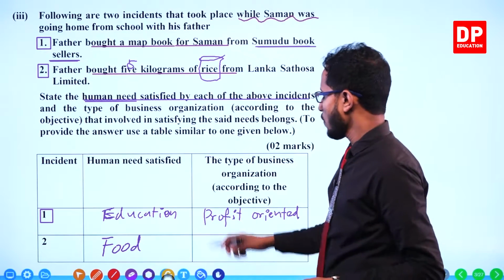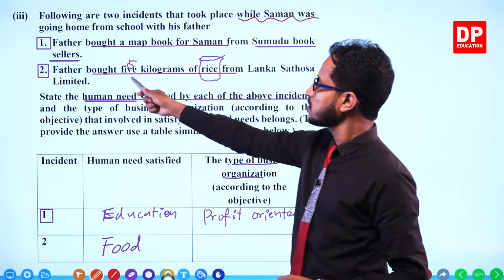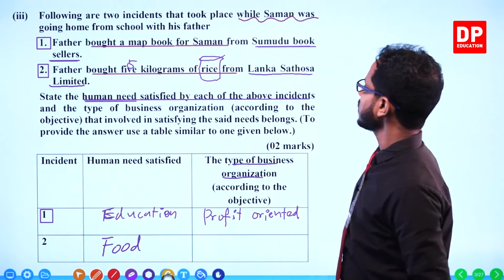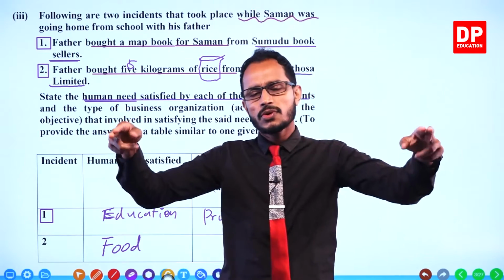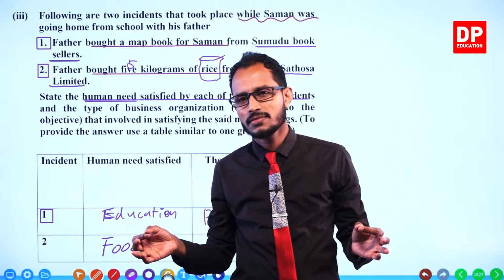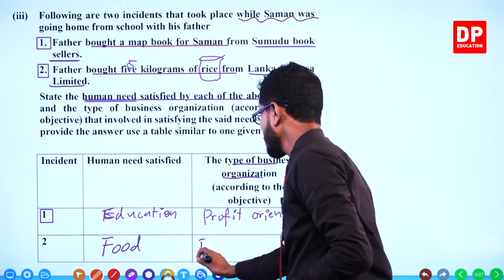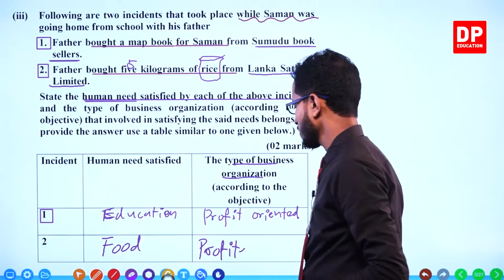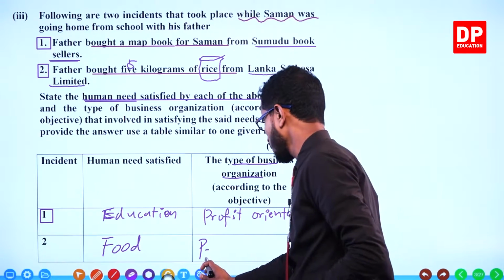And what is the type of organization? Lanka Satosa Limited. According to objective, is it a profit or non-profit organization? It's a profit organization, a profit-oriented organization. It is actually in the public sector. There's no doubt about that.